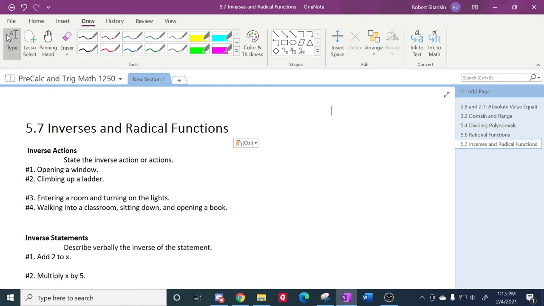And let me just ask group one, what do you have? What's the inverse action of opening a window? Our inverse action was closing a window. And climbing up a ladder, the inverse action? Climbing down a ladder.